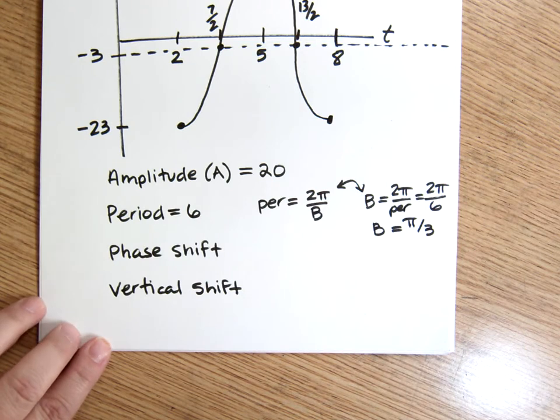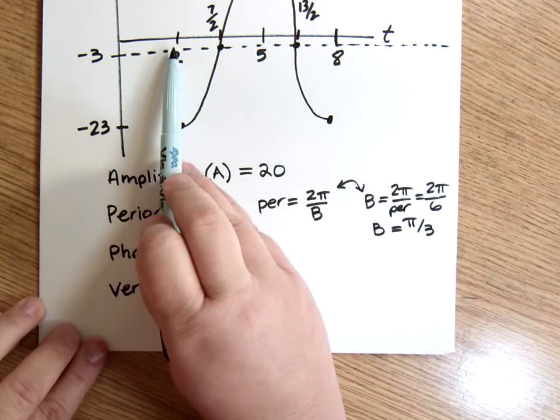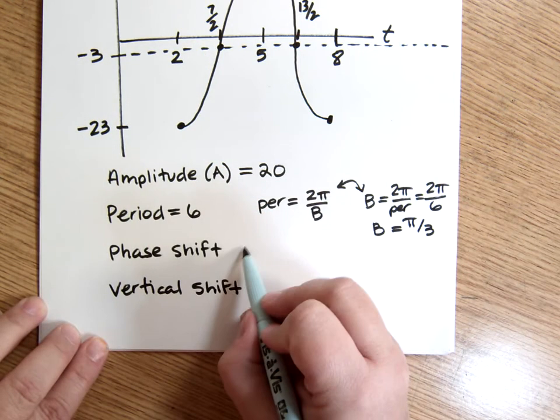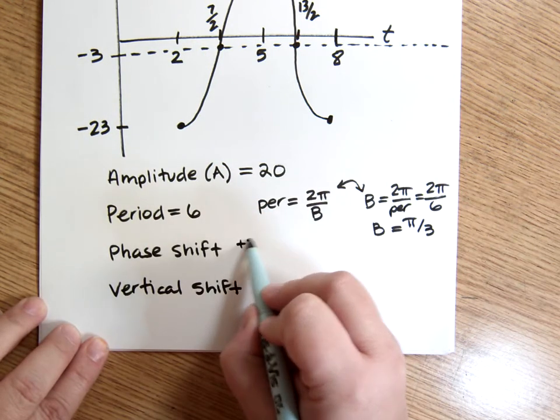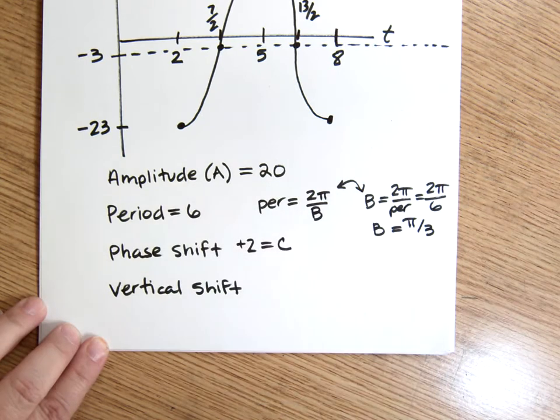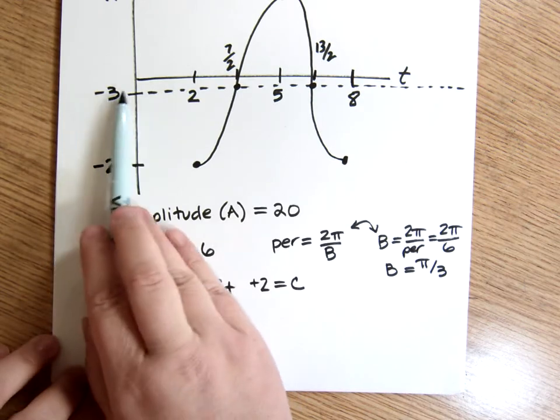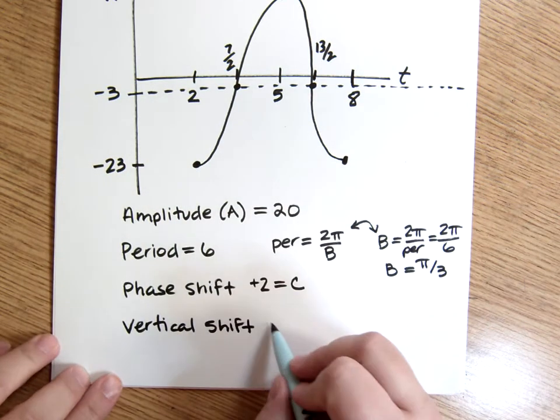The phase shift, well, that's where did we start? We started at positive 2. If we're going 2 to the right, my phase shift is positive 2, that's our c. But remember that when we plug that in the equation, our equation says minus c. So it's actually going to have a minus in front of the 2. Vertical shift is wherever the midline is. The midline's at negative 3, so that's my d.